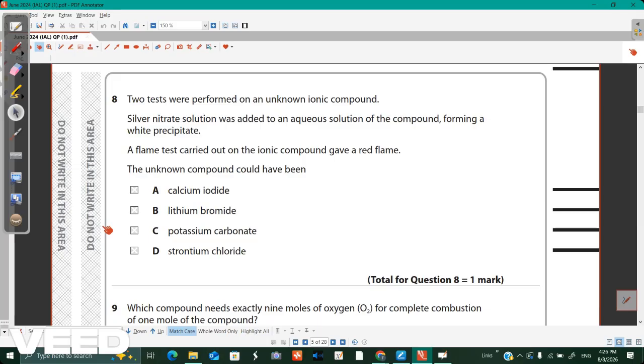Flame test is used to identify the cation. So red color is given for which one? Red color, strontium, right? Strontium is the cation. So the only answer is strontium and chloride. Chloride is easily detectable because silver chloride is white. Strontium is what gives the red color.